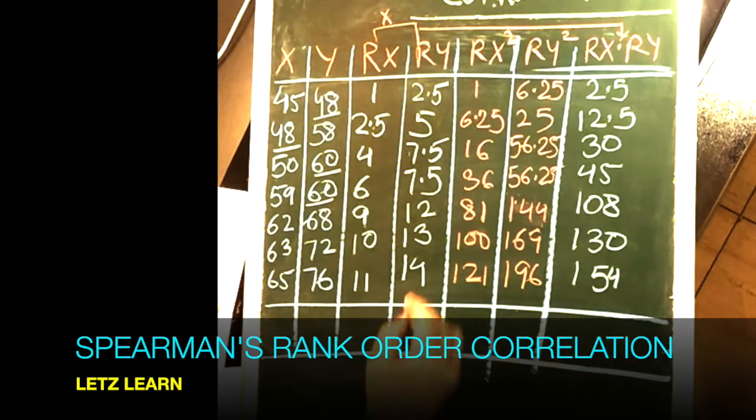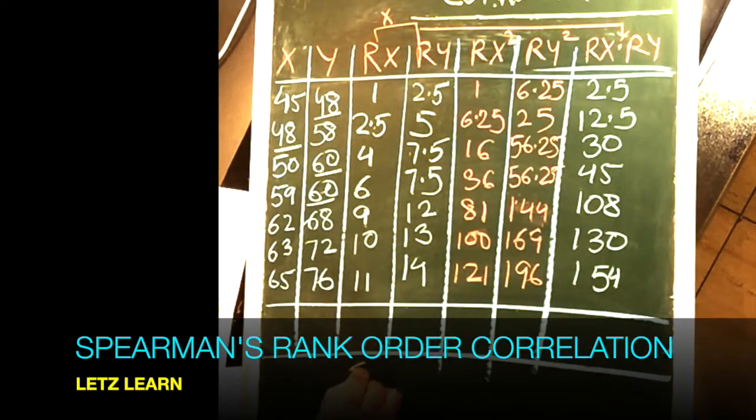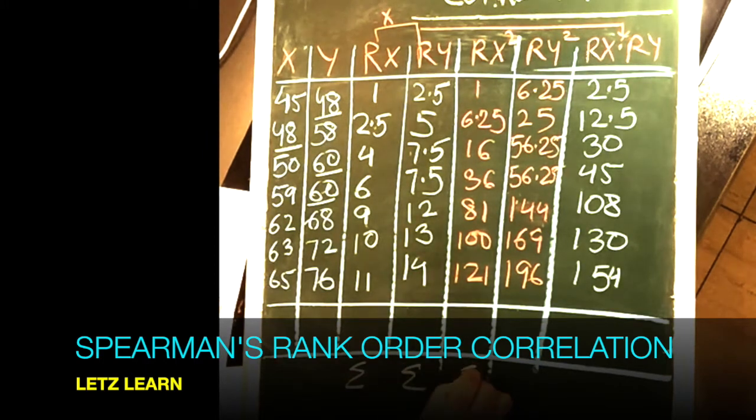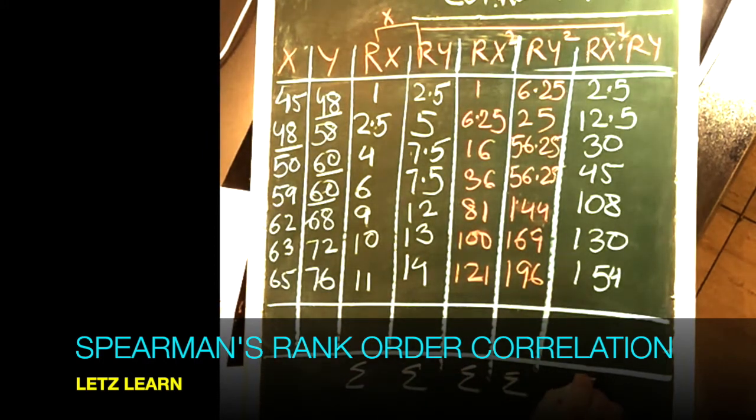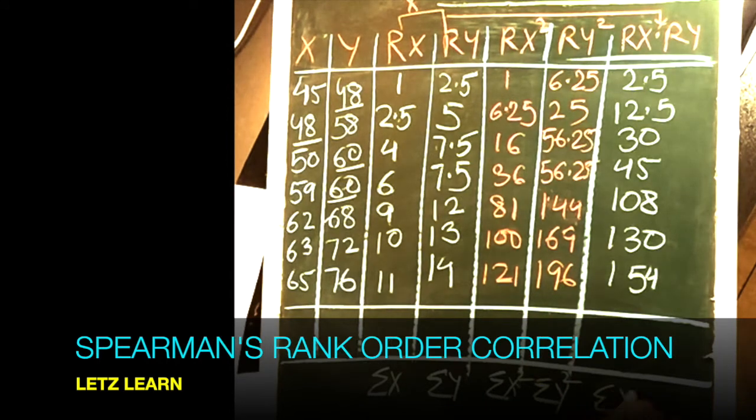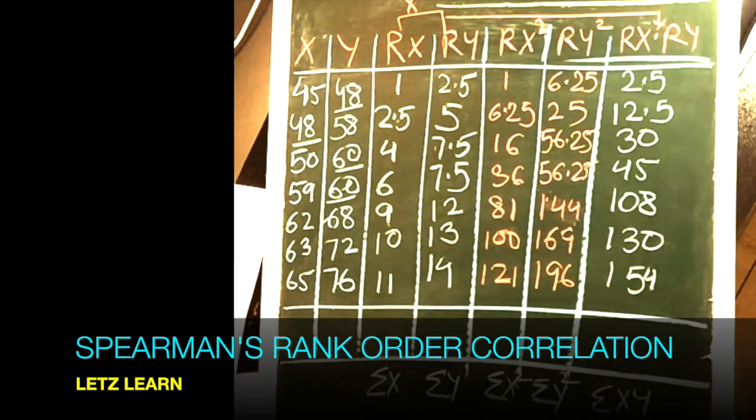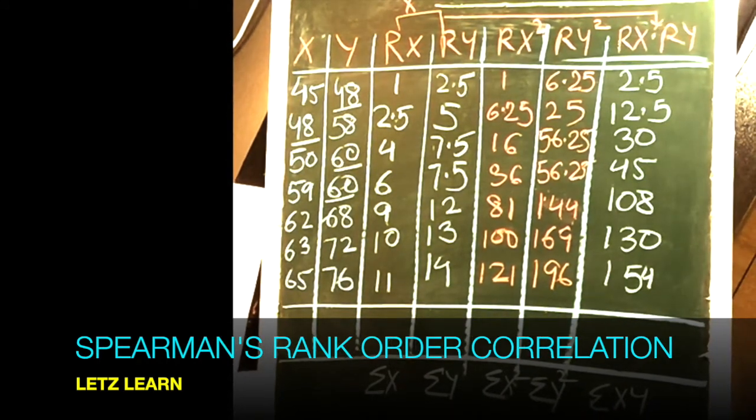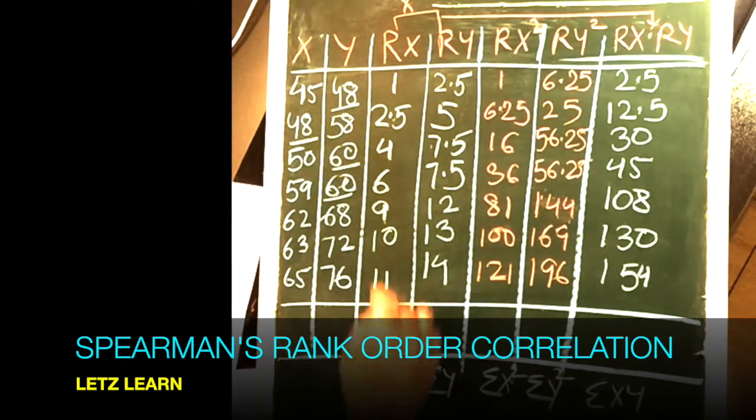So you can see we have calculated all the values. The last column is Rx multiplied by Ry, that is ranking X multiplied by ranking Y. So we have placed all the values here. Now we need to find the sum of the columns starting from column 3, 4, 5, 6 and 7.